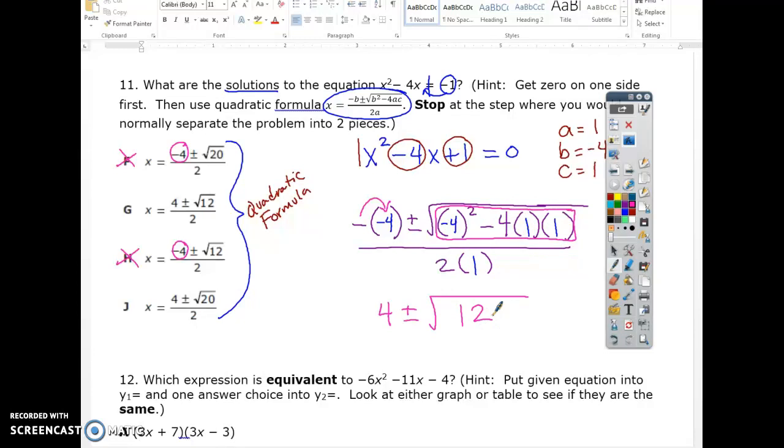Okay? So look at what you have left over. One of them says 12, one of them says 20. This one you get if you forget the parentheses. Okay? So don't forget the parentheses. And then all over 2 times 1 is just 2. So your answer is G.